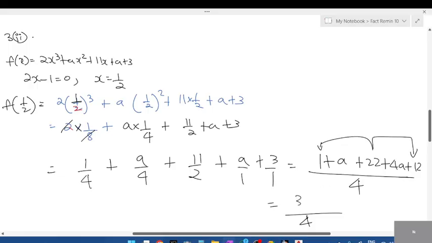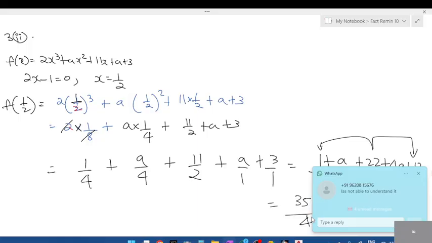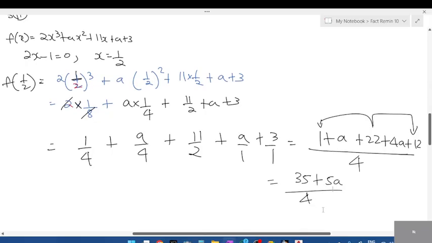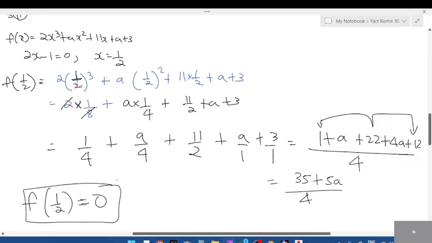35 plus 5a divided by 4. Here we need to find the value of a. It is a factor theorem, therefore the remainder will not be given. We have to write a separate equation, f(1/2) is equal to 0. You have to mention this, which means the remainder is 0.